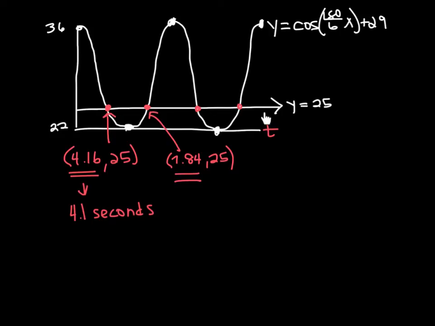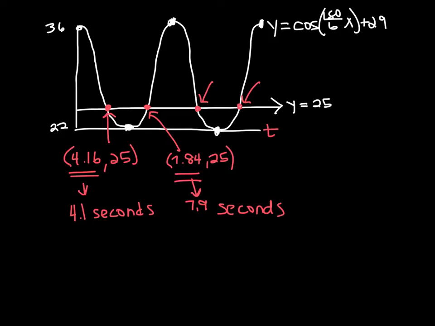The tanker boat cannot be in the water under 25 feet, or less than or equal to 25 feet. So what we're going to do here is round up to the next tenth. That way, the water is high enough so the tanker boat can go in the water. So this time, we're going to round this number up to 7.9 seconds.